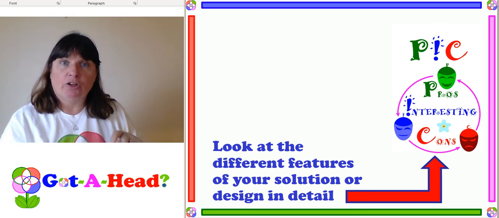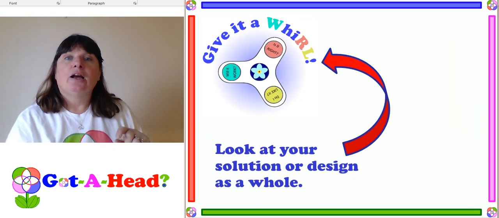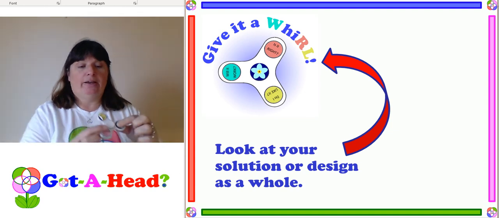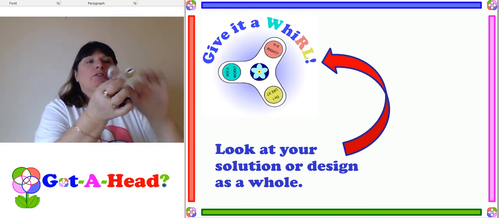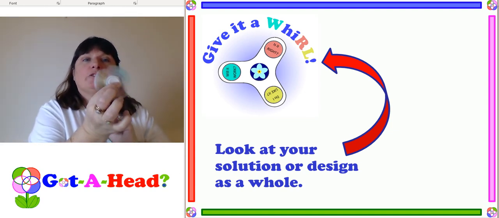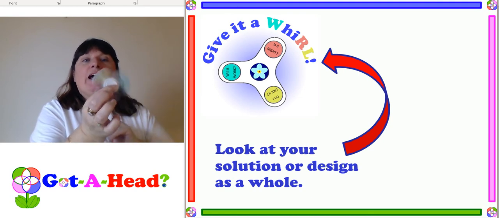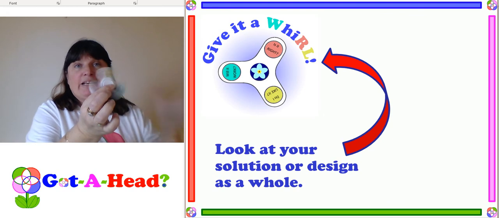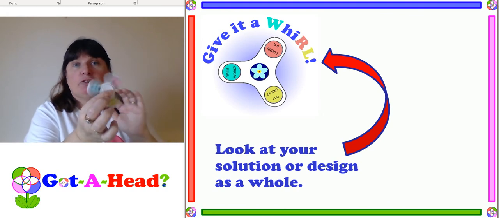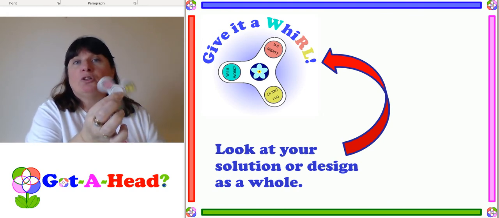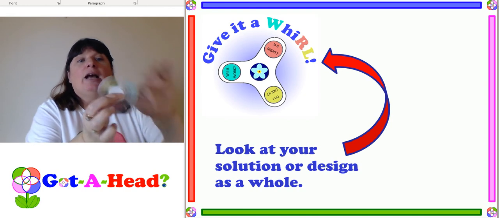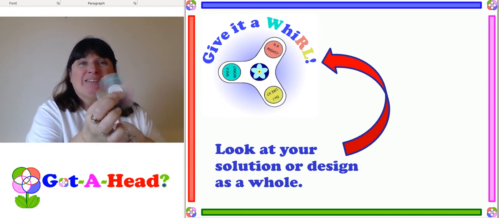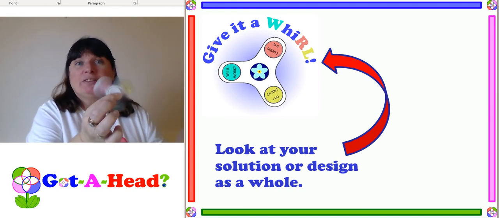Another forget-me-not that you can use here is give it a whirl. And I have my little visual aid here. We stole our daughter's fidget spinner for this. Now the idea is there are 3 important questions that you can ask, particularly with reference to the solution or design as a whole, but you could also look at individual features with it. The 3 questions, it doesn't matter which order you ask the questions.